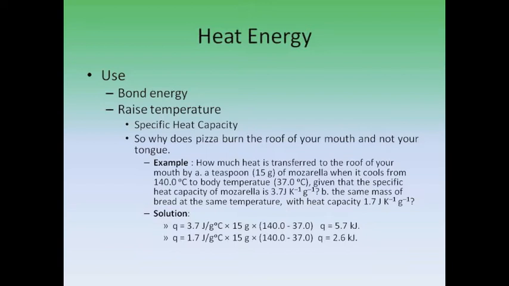Given that the specific heat capacity of mozzarella is 3.7 joules per Kelvin gram, and calculating how much heat is transferred for the same mass of bread at the same temperature with heat capacity at 1.7 joules per Kelvin gram, using the equation Q equals C times M times delta T, we found that the cheese layer would transfer approximately 5.7 kilojoules of heat, and the crust only transfers 2.6 kilojoules of heat.